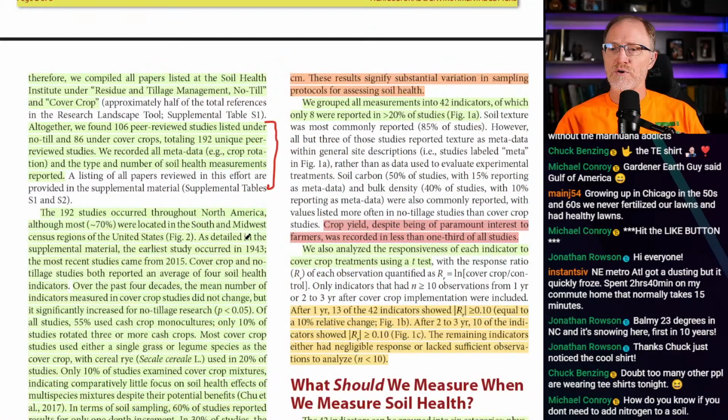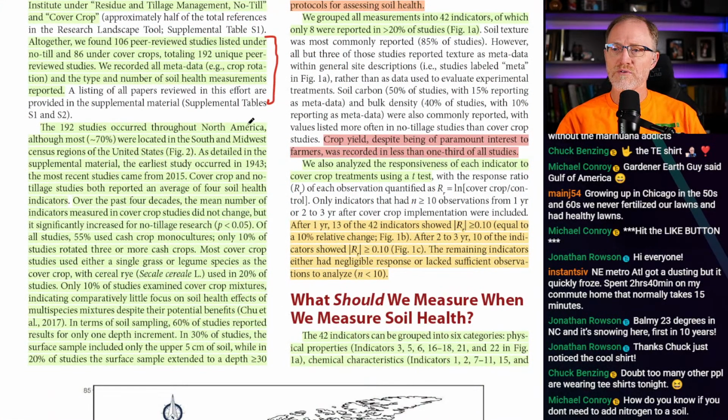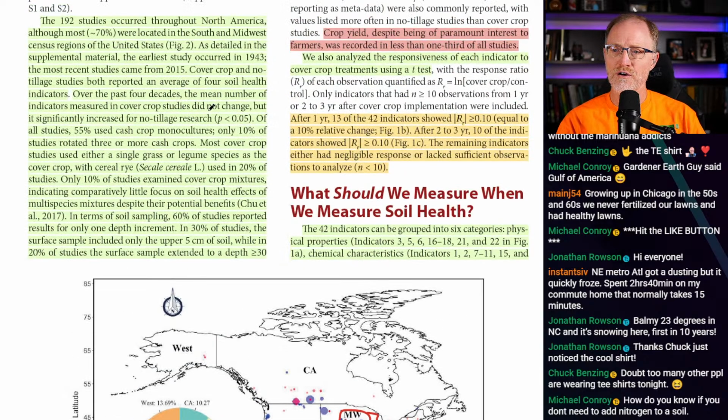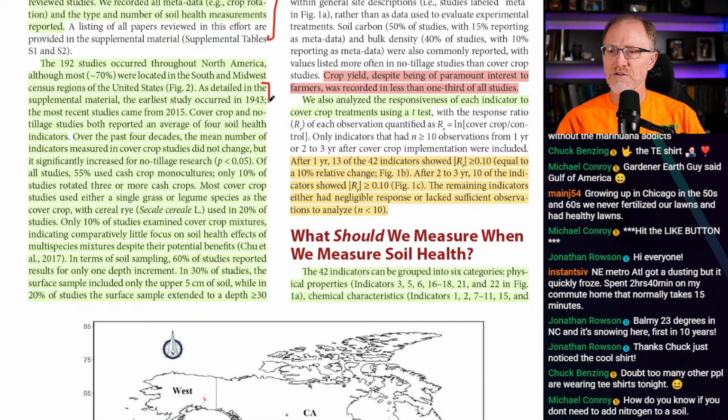Okay. The 192 studies occurred throughout North America, although most, greater than 70%, were located in the South and Midwest census region of the United States, and you'll see that here. Most of these, of course, this is the farm belt or the bread basket of the United States, and that's where a lot of the projects were conducted. You're not going to have a lot out here in the deserts, obviously. So that's where the majority of the data were pulled. As detailed in the supplemental material, the earliest study occurred in 1943 and the most recent occurred in 2015.